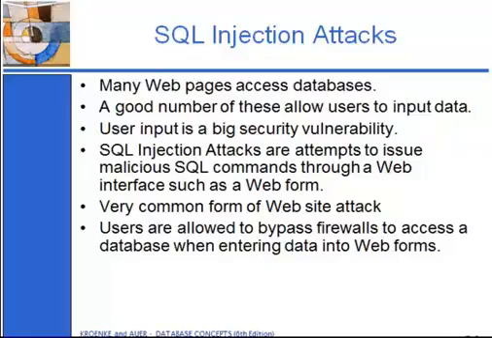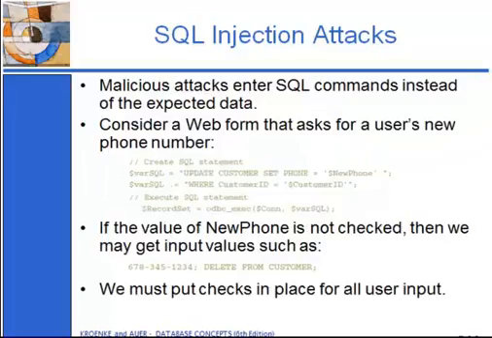When users enter information in web pages, they are allowed to bypass the firewall so they can access the database. Attackers know the firewall is bypassed, so they attempt to attack the database by entering malicious SQL commands in the input boxes in web pages instead of entering the expected data. For example, the example in your book shows an SQL statement here where we are looking for an input from the user. When the user inputs their phone, they may enter some malicious command, such as this SQL command, and not just their phone number.